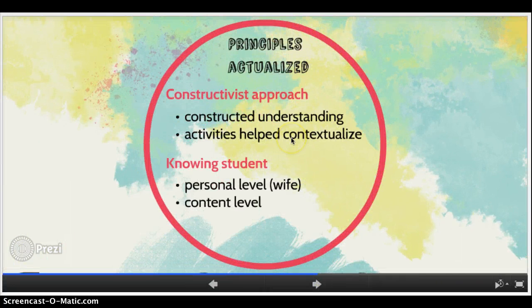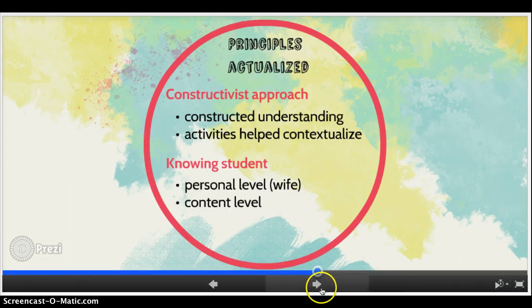Some principles that we actually used: the constructivist approach. Basically, the student constructs understanding rather than being told what is happening. They create some type of structure of what's happening. These activities, in my opinion, helped contextualize the exponential and linear functions. Knowing the student helped a lot. It was very different, and I'll go back into this in the challenges, but having knowledge of who I'm working with is very helpful.